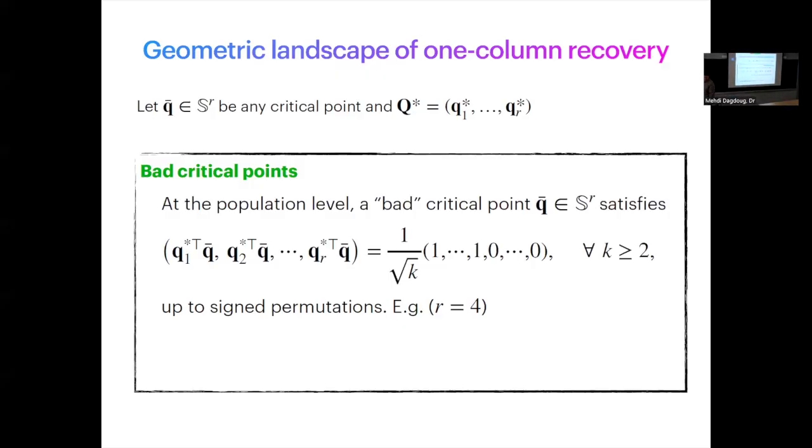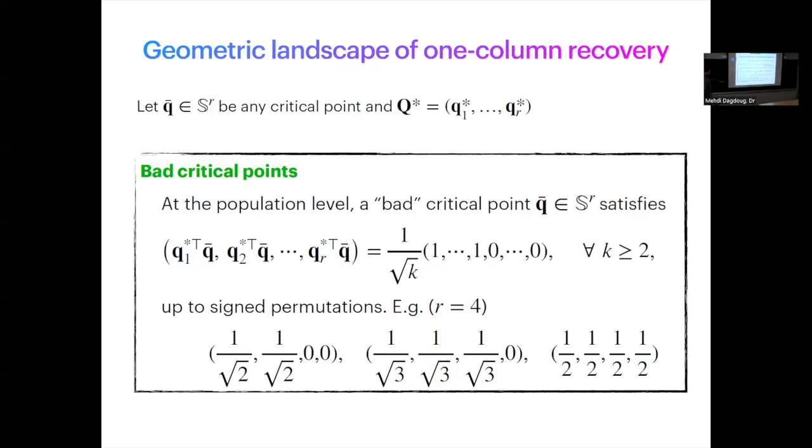So for instance, in the case R equal to 4, those correspond to the structure of the bad critical points. So it's equally close to the first and second column, or to the first 3 columns, or to all of them. So this is the only structure in this optimization problem of what we call the bad stationary points. Beyond this, all other stationary points are good stationary points that we're going to give later.